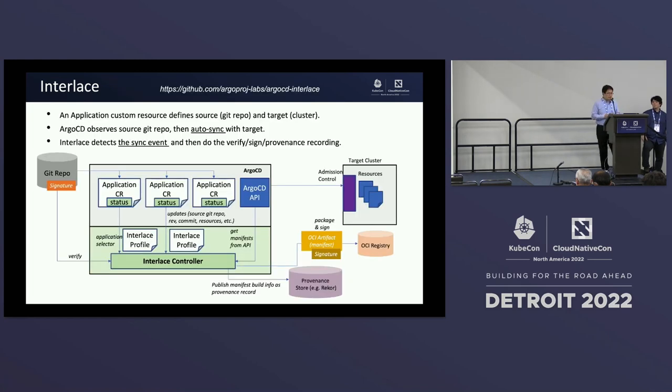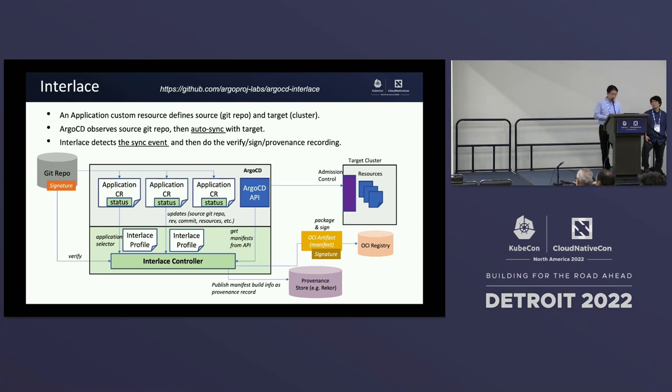How does Interest actually work? Interest is a controller attached to Argo CD. Basically, it monitors application sync, which happens between the Git repo and the target cluster, as reported in the application CR. The application CR is the Argo CD configuration which specifies how the GitOps syncs should be performed. The Interest controller monitors this application CR and detects when the GitOps syncs happen, then triggers the three functions: verify the source material signature, and attach the signature to the generated manifest.